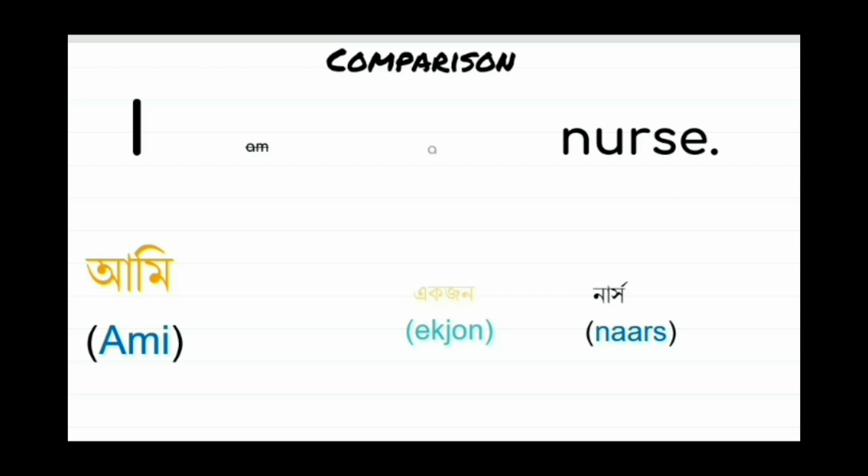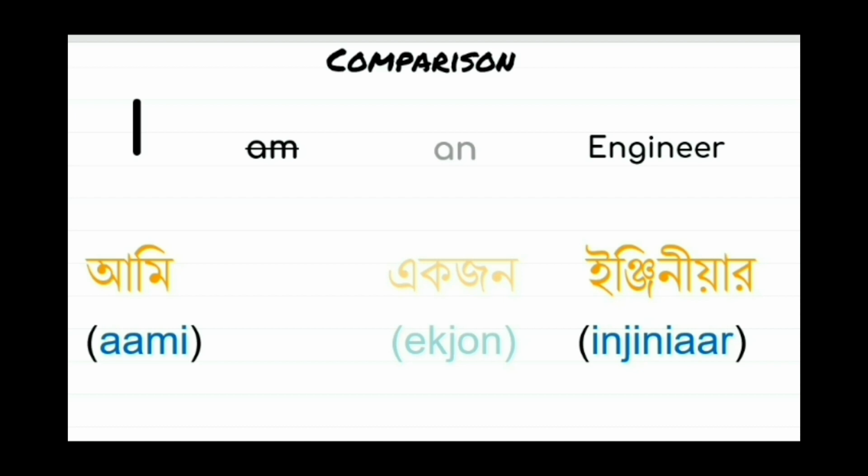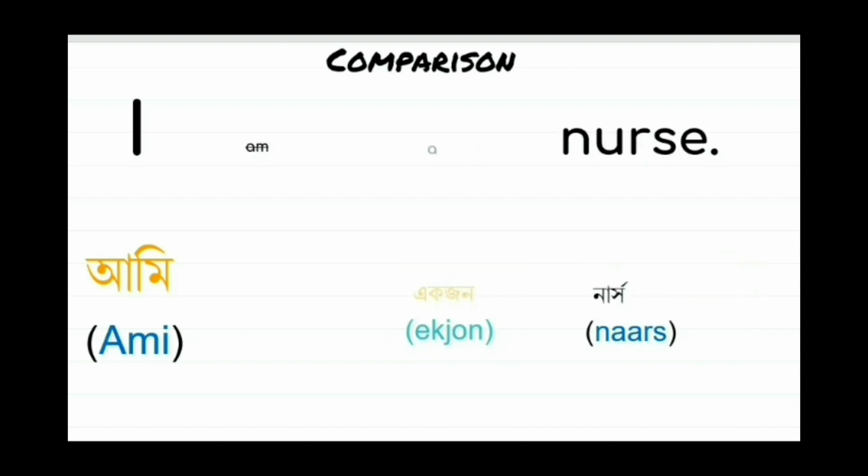Okay, now these optional things, you can use this article, so then it will sound like আমি একজন nurse, and for engineer if you said that, then it could sound like আমি একজন engineer. That means I am an engineer, but in Bangla you are just not saying this am, so আমি একজন engineer or আমি একজন nurse, you can say that. Most of the time we will just say আমি engineer, আমি nurse.